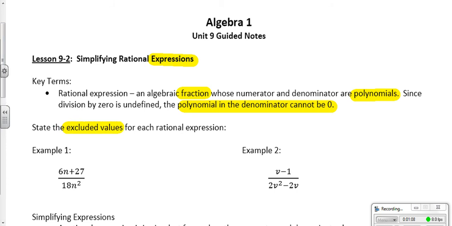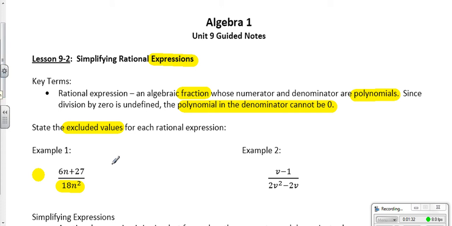Now again, I do not have my airliner, so I'm going to be typing these things in or using my hand. Just like last time, I'm going to do this a little bit differently. We're going to focus on this one here. What are the excluded values? Excluded values means numbers that cause the denominator to be 0. So we're only going to focus on that.